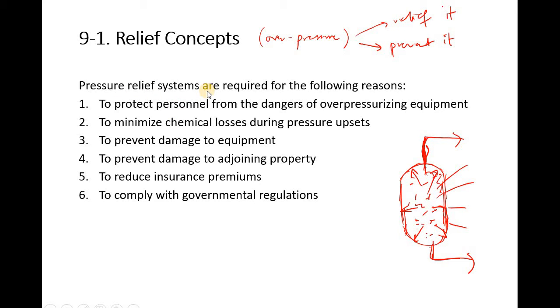So we want a pressure relief system to first protect people from the dangers of overpressurizing equipment. We already took the example of the chapter on fires and explosions and what overpressure could cause. We want to minimize chemical loss from this big vessel, and prevent damage to this equipment or any other equipment surrounding it, to prevent damage to adjoining property. Of course, you have a lot of properties, houses around, and to reduce insurance premiums.